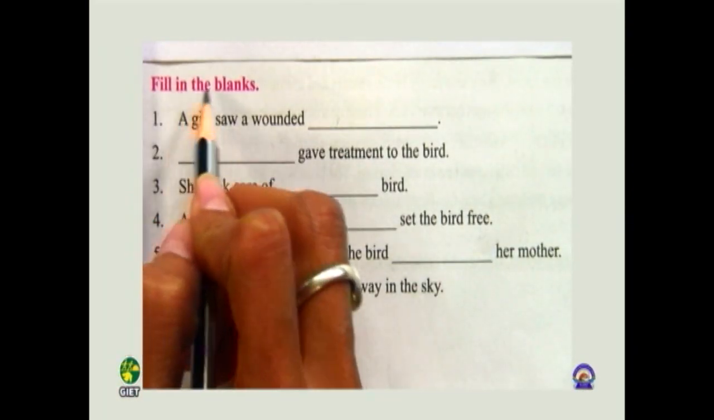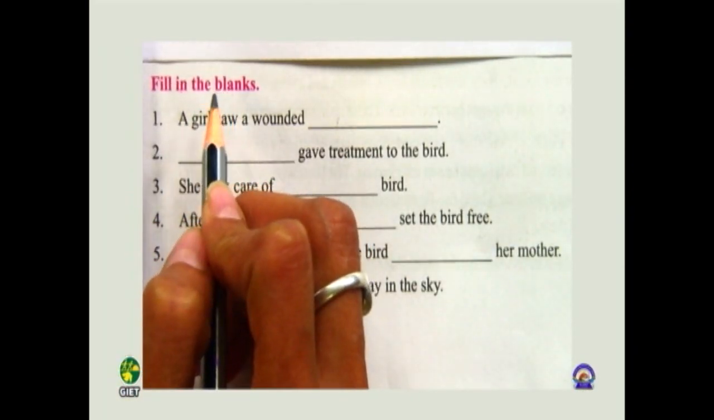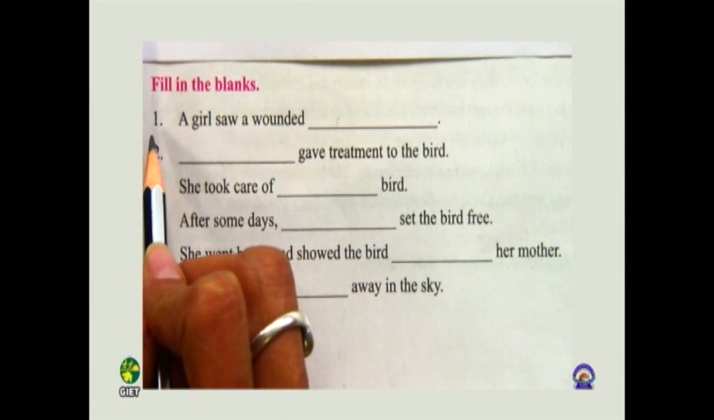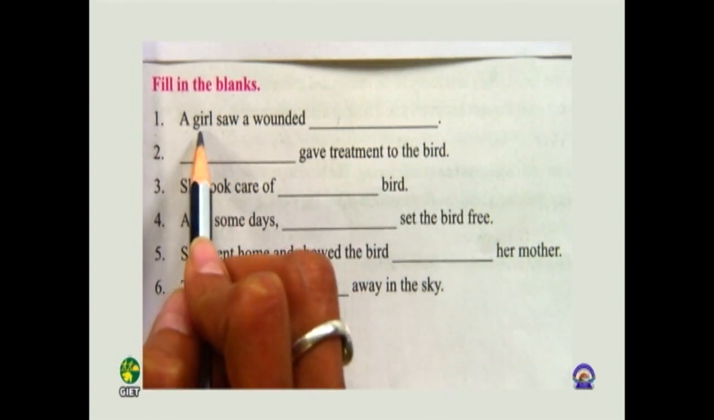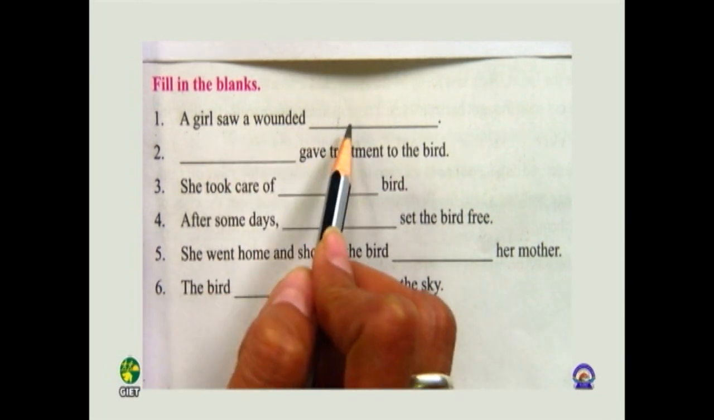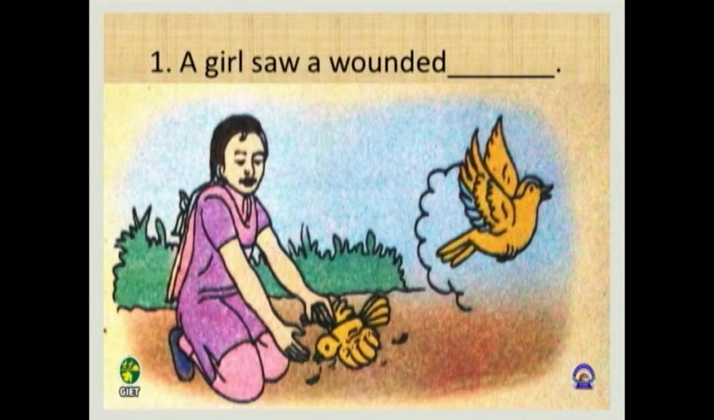Now using these pictures, we will fill in the blanks. So are you ready? So let's start filling in the blanks. Let's read the first blank. Number 1, a girl saw a wounded blank. Friends, see this picture and tell me the answer. What did a girl see? Is it a wounded bird?